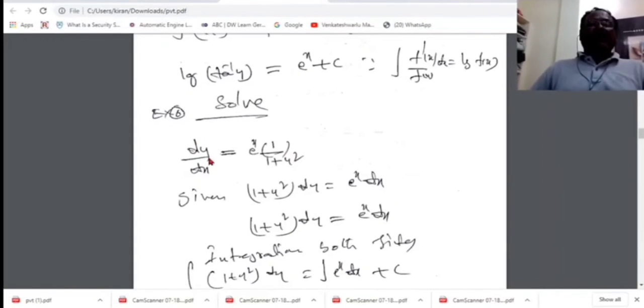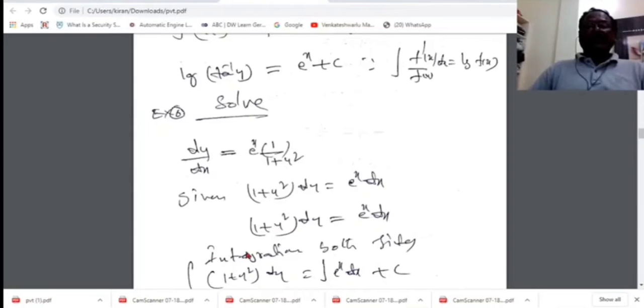One more example on the variable and separable method, the first order and first degree differential equations. Now given dy by dx is equal to e power x of 1 by 1 plus y square. Now 1 plus y square of dy is equal to e power x into dx. Here the variables are x terms and y terms.